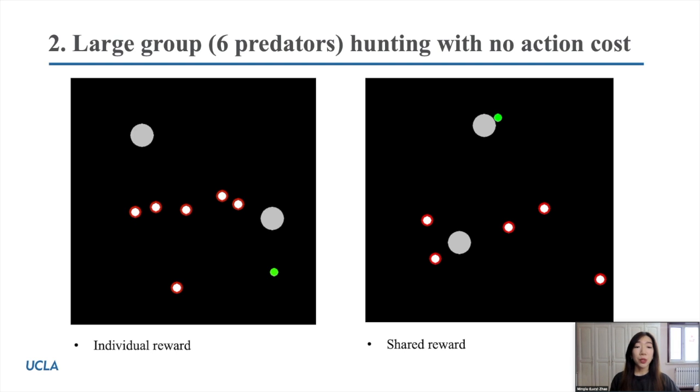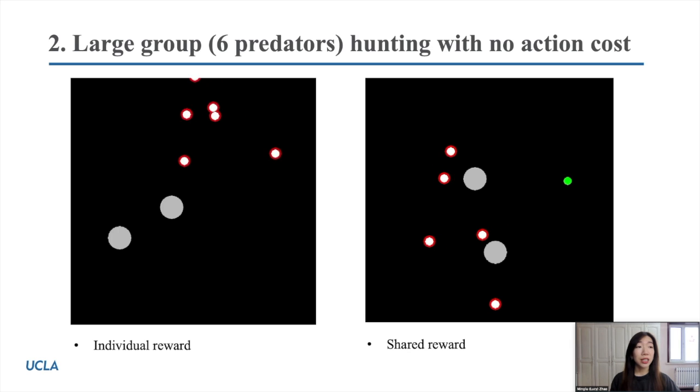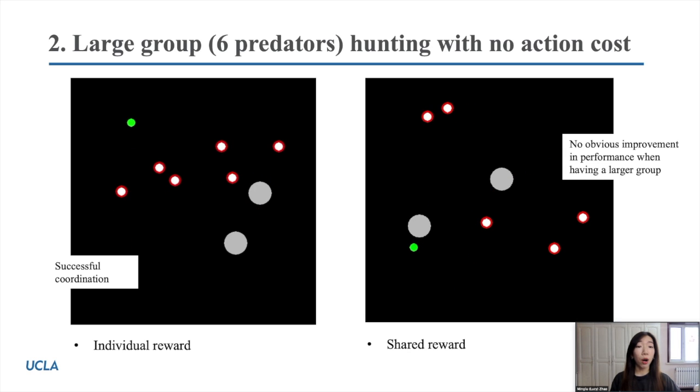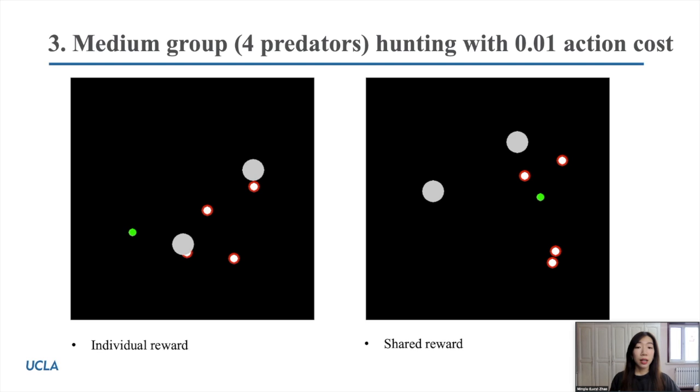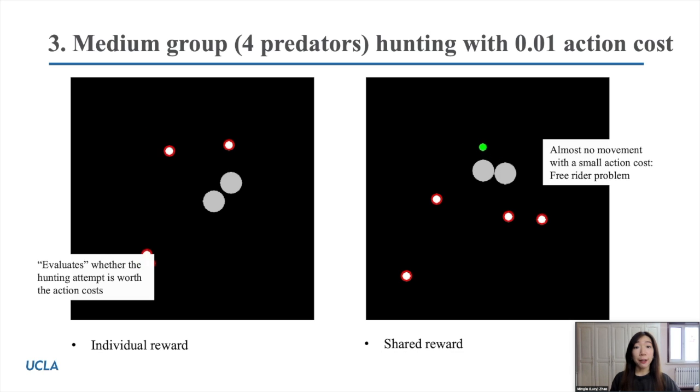Next, we look at the results when having a large group with 6 predators and no action costs. We can see agents with individual rewards can still coordinate. However, agents that share rewards fail to coordinate and even have a worse performance than when the group size is small. Next, we look at the demos for a medium-sized group with 0.1 action cost. We can see that the coordination for agents with individual rewards is still successful. However, when agents share rewards, there's almost no movement for the entire group, indicating a free rider problem.